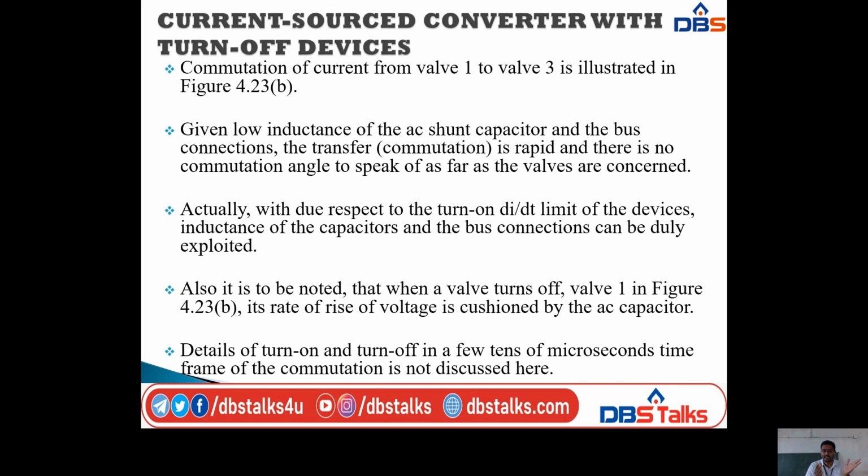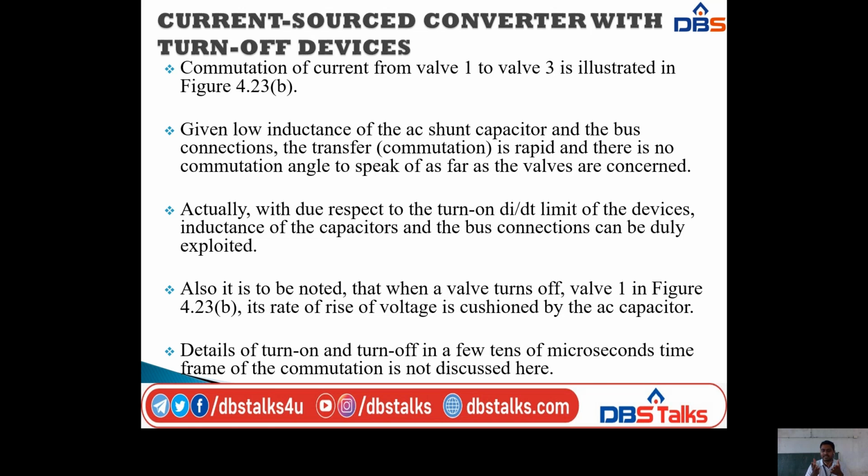So previously I showed the circuit diagram for this operation, and next I will show the waveforms of this commutation of current from valve 1 to valve 3. Here, because of the low inductance of the AC shunt capacitor and the bus connections, the transfer, that means commutation, is rapid, and there is no commutation angle to speak of as far as the valves are concerned. Actually, with due respect to the turn on di by dt limit of the devices.